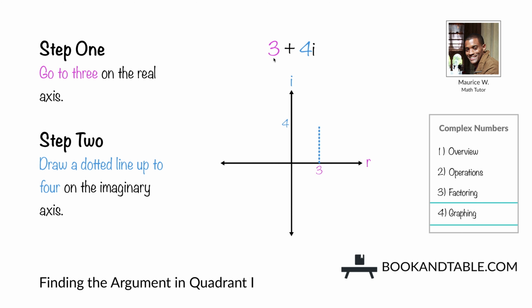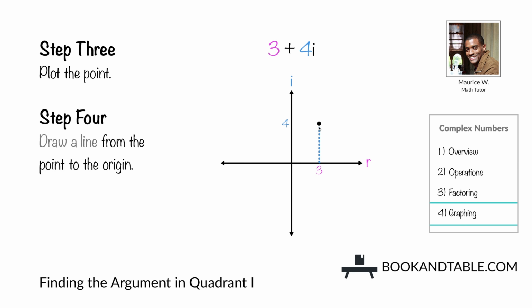So step 1, go to 3 on the real axis. Step 2, draw a dotted line up to 4 on the imaginary axis. And then step 3, plot the point. So this point represents 3 plus 4i. And then from the point to the origin, you want to draw a line. By doing so, we've now created a right triangle in quadrant 1. That lets us know that this angle here, closest to the origin, is our theta, or the argument that we are looking for. The angle from the positive real axis to the vector of our modulus is equal to theta.